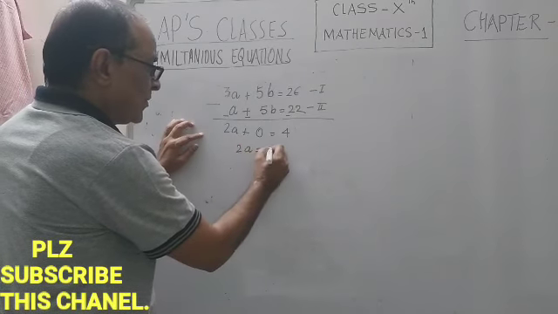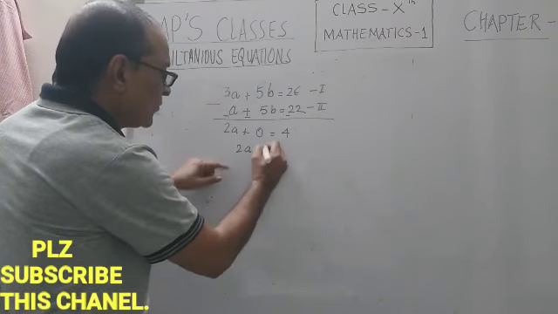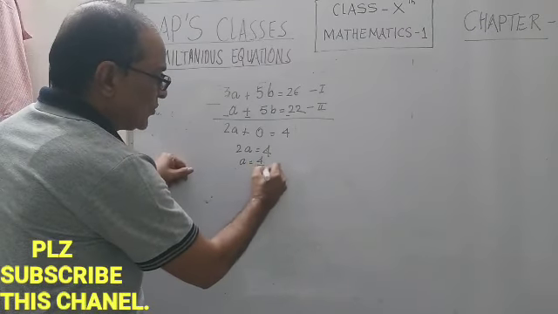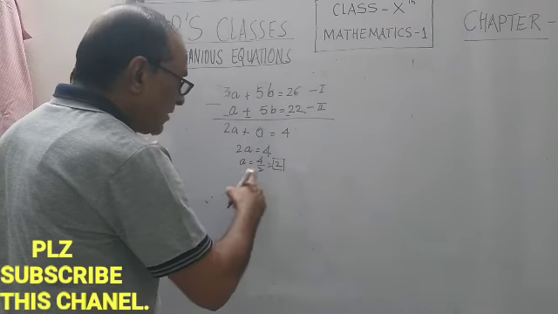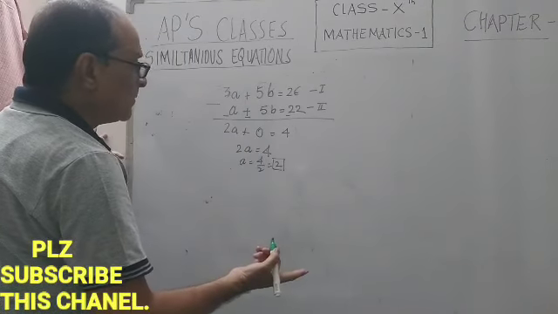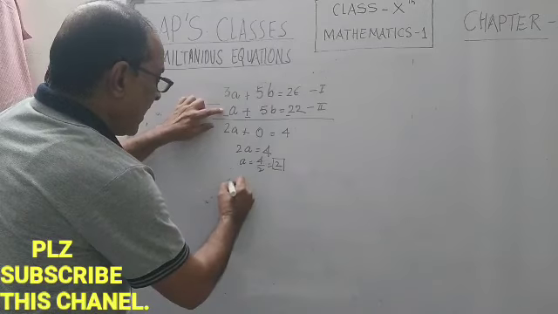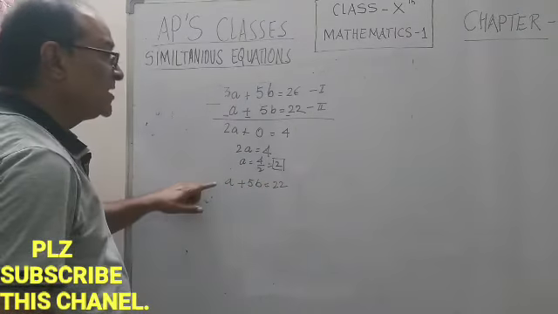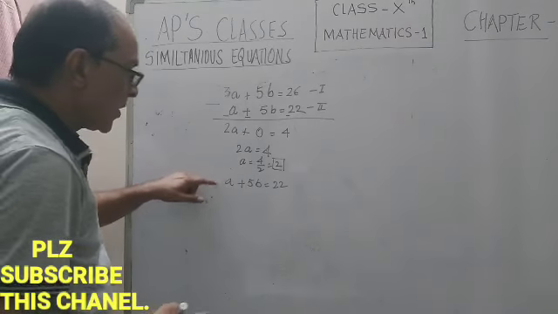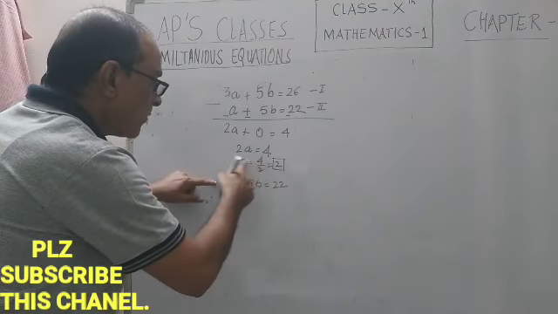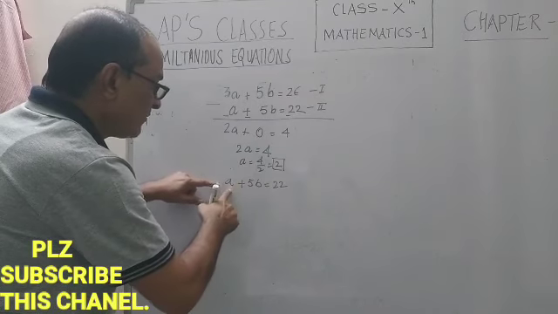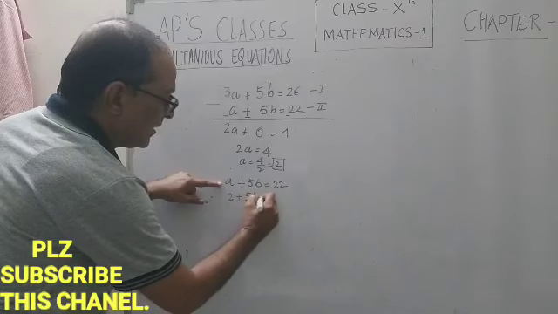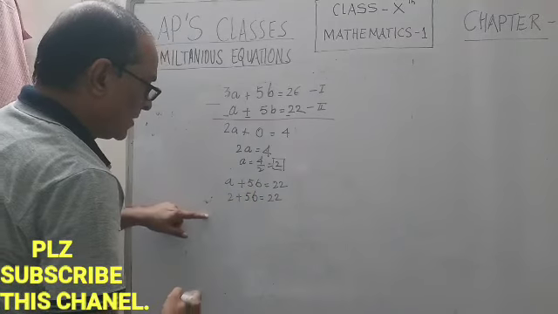2a is equal to 4. What should a be? a is equal to 4 by 2, that is 2. I got the value of a. I need the value of b. So I'll use a plus 5b is equal to 22, the second equation from the given ones. Now I'll place the value of a, which we have calculated, in this equation. What is the way? a is 2, plus 5b is equal to 22.